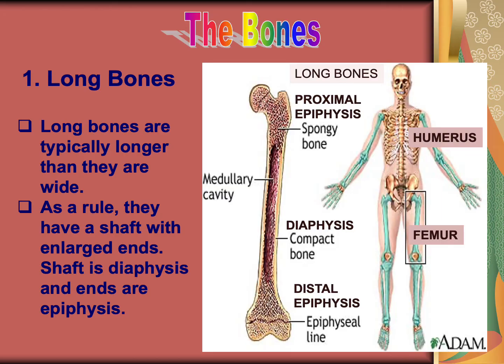And mostly, ang mga long bones na ito, they are compact bones in the diaphysis, and they are spongy bones in the epiphysis. In the photo also, you will see there an epiphyseal line. The epiphyseal lines are found in adults, and they are remnants of the epiphyseal plate. And these epiphyseal plates are responsible for elongation of long bones in children.